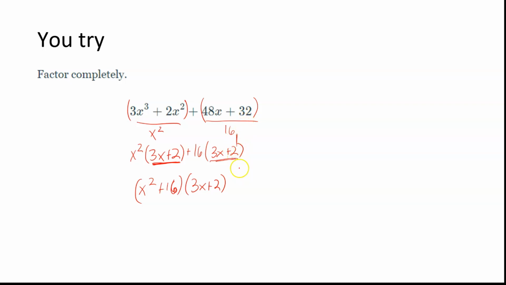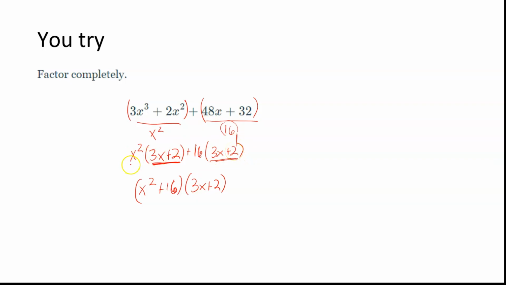Well, another way to do this is I can look for this relation right here. If I divide 32 by 2, I get 16, which is my greatest common factor. So I know that 16 can come out. That's the biggest piece. So 16 comes out. 48x divided by 16 is 3x. And then 32 divided by 16 is 2. It's our greatest common factor.